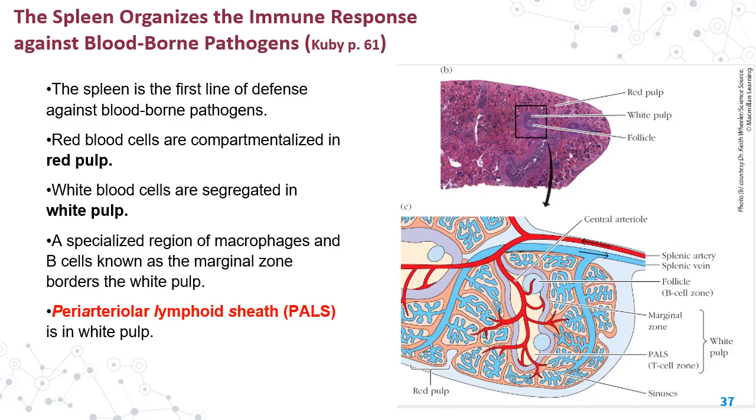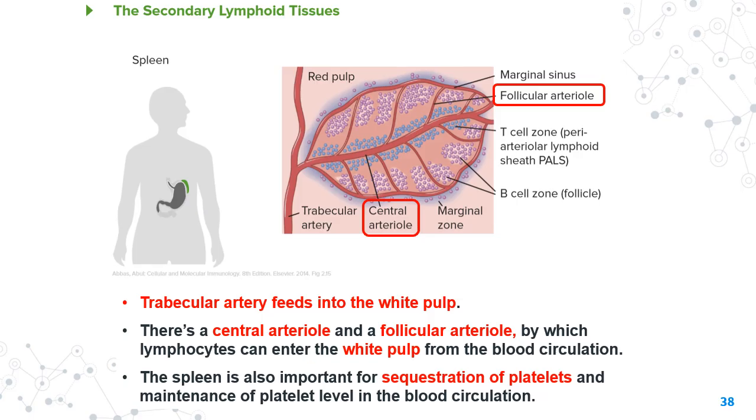Okay. So, areas of the spleen here. Defense against blood pathogens. You have mainly two areas in the spleen: the red pulp and the white pulp. Okay, we're going to look into those areas here. Okay, so let's see.